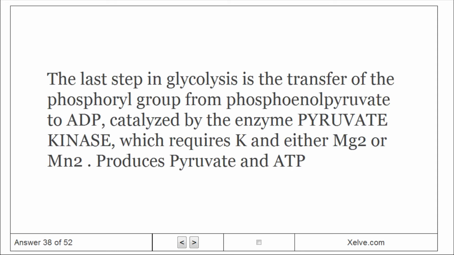Phosphoenolpyruvate: the last step in glycolysis is the transfer of the phosphoryl group from phosphoenolpyruvate to ADP, catalyzed by the enzyme pyruvate kinase, which requires K and either Mg2 or Mn2, and produces pyruvate and ATP.